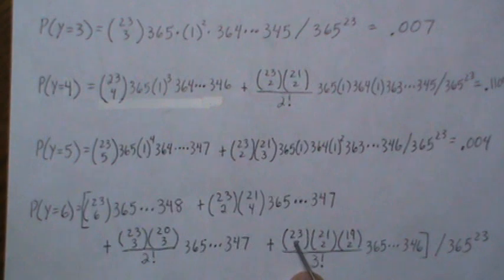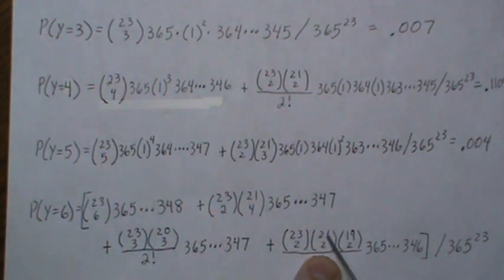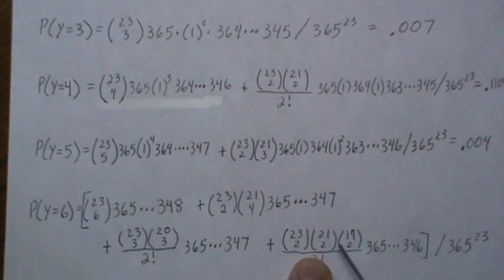Now here, 6 people are matches, but 2 have one birthday, 2 have another, and 2 have another. So this is the way to calculate it. Of 23 people, grab 2 to match. Of the 21 left, grab 2 to match. Of the 19 people, grab 2 to match. But look how symmetric that is. And what's the number of ways you could arrange those? 3 factorial. So you have to divide by 3 factorial.